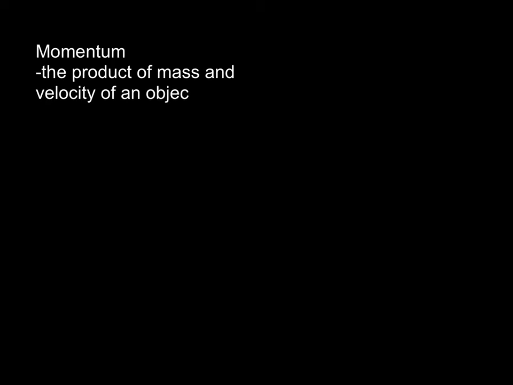Momentum, by definition, is the product of mass and velocity of an object. This definition leads us really nicely into the equation. Momentum, P, equals mv. Kind of weird notation here, right? Momentum does not start with a P, but we use P to represent momentum. We already use M for mass.